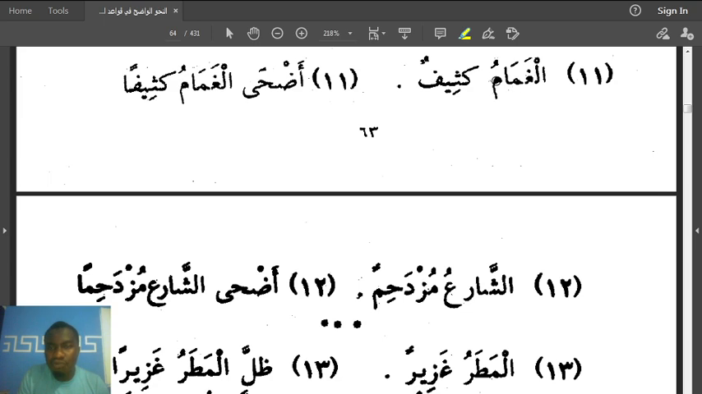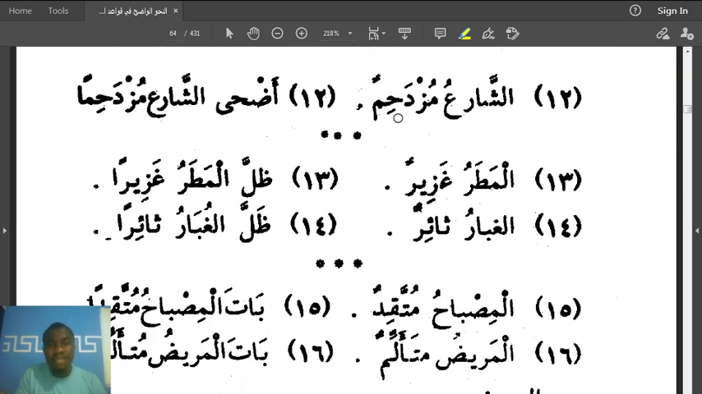We have al-ghamamu kathifun. Al-ghamam is clouds. Kathif means thick or dense. So the clouds are dense or thick. Then we have adha al-ghamam kathifan. You can see the fathatain there, and this is causing it. Adha is part of the sisters of kana. Adha al-ghamam kathifan: the clouds have become thick.